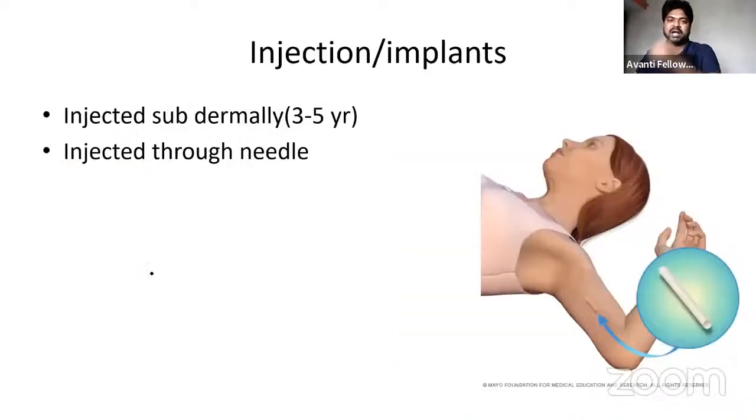Okay, so the next part is the injection. Some type of injection is also taken by females, like some type of hormonal injection, and some type of implant is also available in the market. In the implant, you can see the plastic tube here.